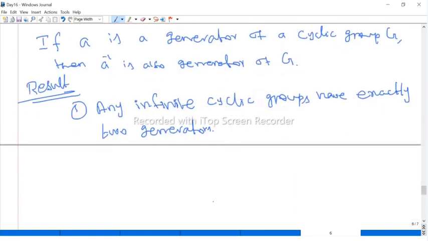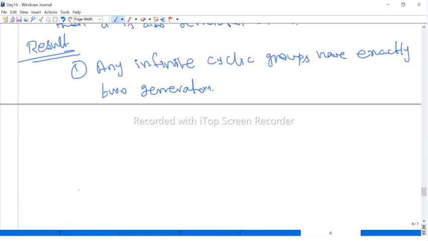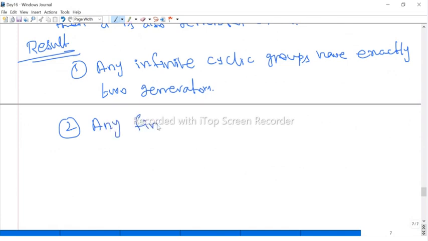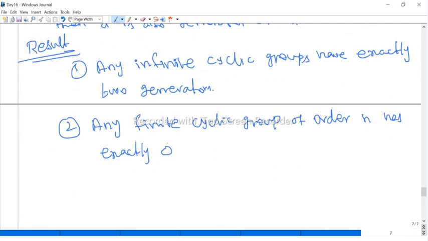But if you take a finite cyclic group, that means some order is there. Suppose any finite cyclic group, so finite means there is an order. So a finite cyclic group of order n has exactly phi of n generators. So this phi is the Euler phi function.